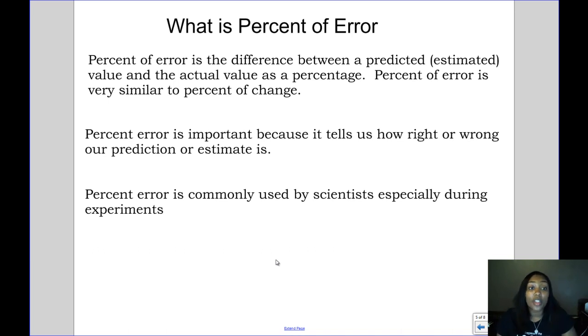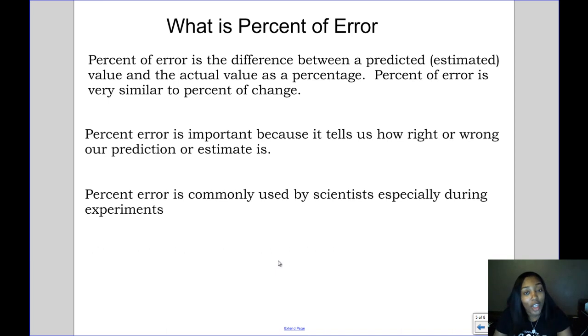And percent of error is very similar to percent of change. You're actually going to solve it pretty much the same way. Percent error is important because it tells us how right or wrong our prediction or estimate is. And percent error is commonly used by scientists, especially during experiments. So you guys can go and tell our lovely science teacher that you learned something about science in math class.